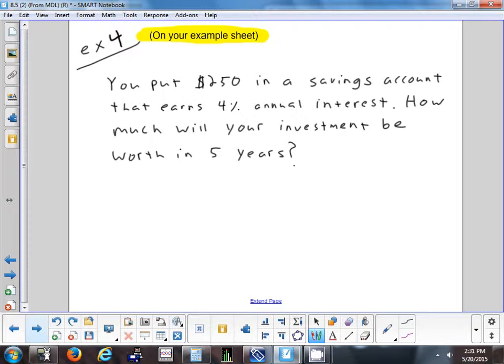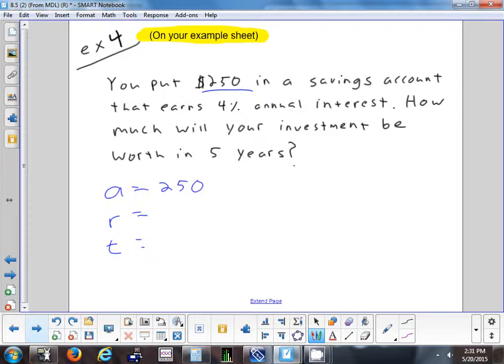Okay, so let's finish up with this one. This example is on your sheet, Example 4, right at the bottom. Travis, can you tell me what's A or R or T? Any one of those? A. How'd you get that? Because that's the amount of money that you put in your savings account. Right, A is the amount of money you put in your savings account.